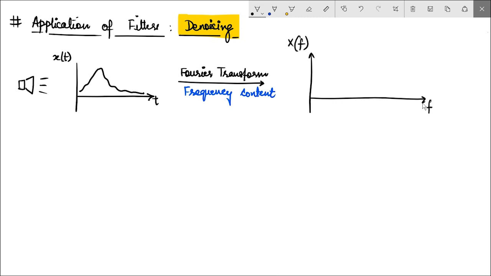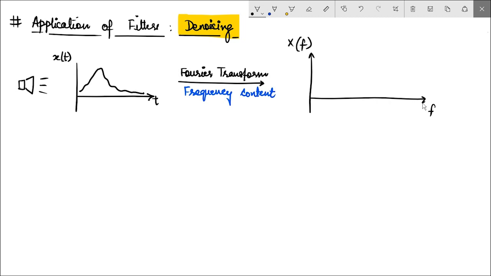So let me just call it capital X of F, where F is in, say, kilohertz. Just for an example, you could have written this as X of omega also. Means the same thing, but omega is in radians per second and F is omega by 2 pi. So the unit of F is hertz. It means the same thing, just writing this in terms of F.